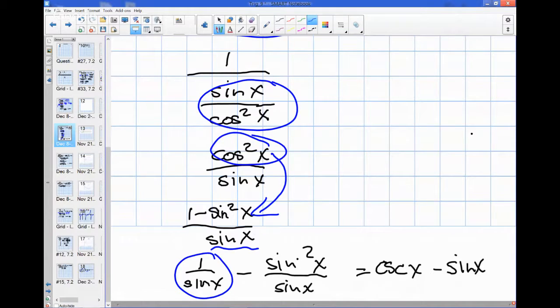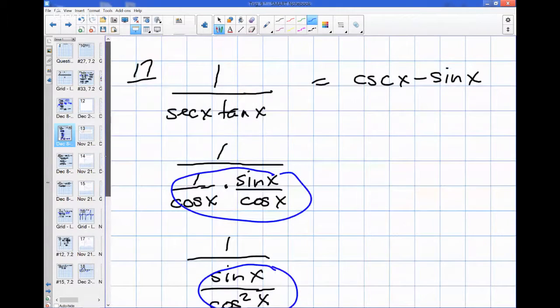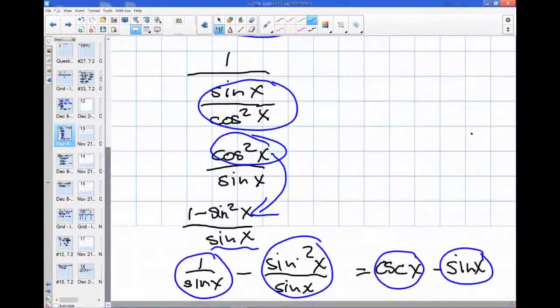What's the reciprocal of the sine? Cosecant. That's what I wanted for my first term. Beautiful. And what's this? Well, what happens if you take anything squared over itself to the first power? It's itself to the first power. Look at that. That's exactly what we were aiming for. We did it. We proved this identity.